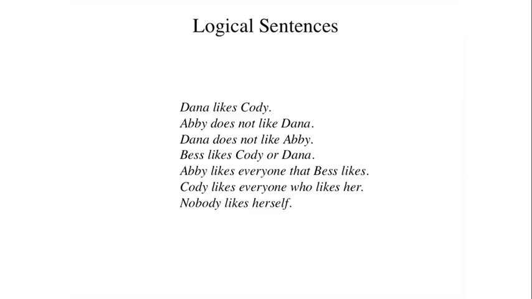Here we see one such collection of sentences. The first sentence is straightforward. It tells us that Dana likes Cody. The second and third sentences tell us what is not true without saying what is true. The fourth sentence says that one condition holds or another, but does not say which. The fifth sentence gives us a general fact about the girls Abby likes. The sixth sentence expresses a general fact about Cody's likes. The last sentence says something about everyone.